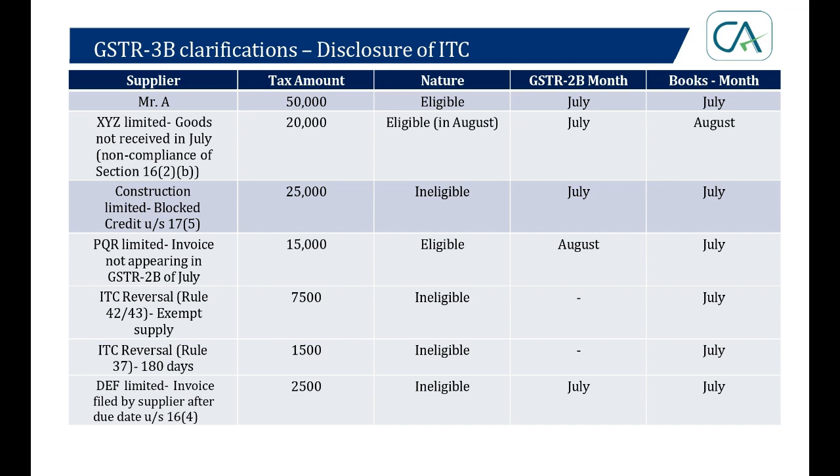As we see, the first invoice, supplier Mr. A, issues a particular invoice that is dated in July. It is available in GSTR-2B of July. We have entered it in our books in July and it is eligible.